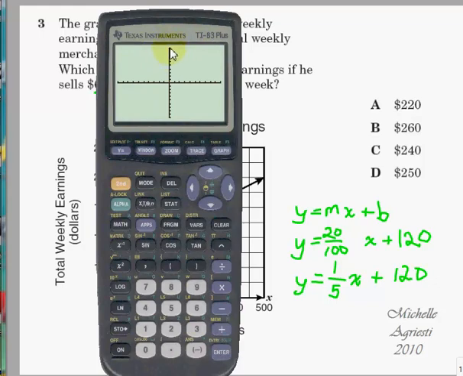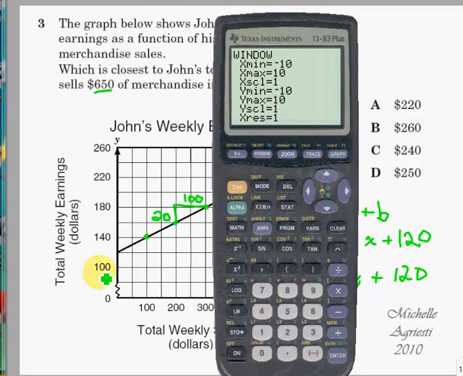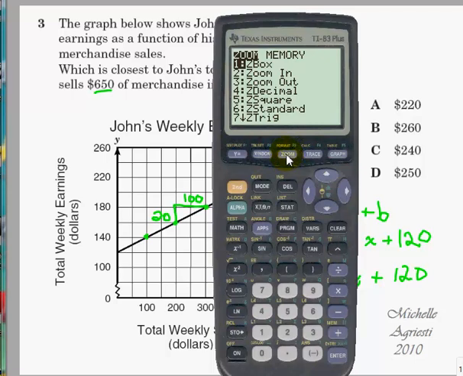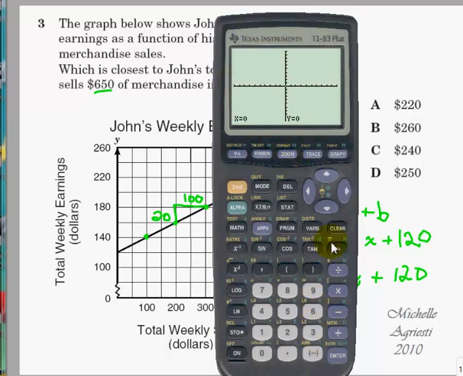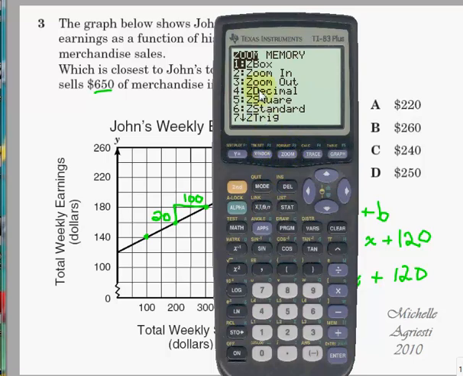If we look up here at our y max, and we can do that by looking at window, our y max is just 10, and we know that we start here at 120 on the y-axis. So there's several things we can do. We can change it here, or we can just go to the zoom button and zoom out, which is what I'm going to do. Still nothing, so I'm going to do it again.